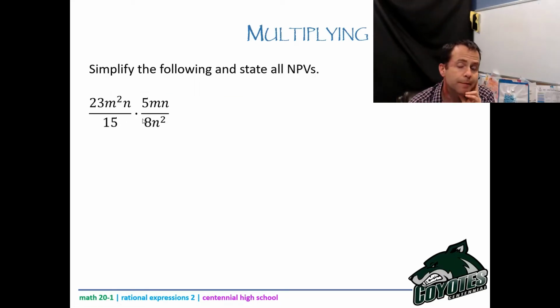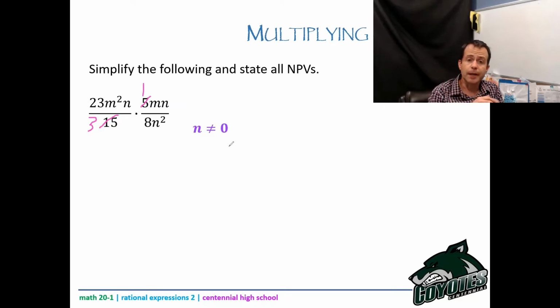Okay, so simplify the following and state all NPVs. So we've got 23 m squared n over 15 times 5mn over 8n squared. Well, let's talk about NPVs first. I've got an n squared on the bottom, so that means n can't be 0. Okay, now let's talk reducing. I see a 5 over 15 here. I could reduce that. Both of those are divisible by 5, right? So that could be a 1 and that could be a 3 if I divide both of those by 5.